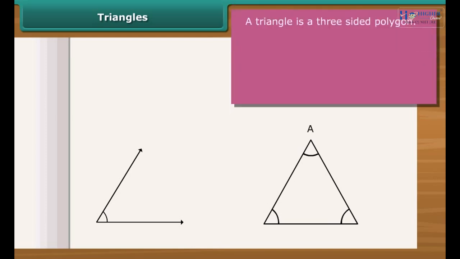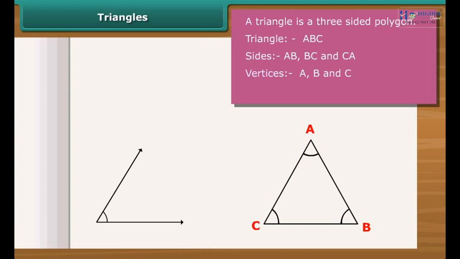A triangle has 3 sides, 3 vertices, and 3 angles. In the given figure, ABC is a triangle. AB, BC, and CA are the 3 sides. A, B, and C are the 3 vertices. The 3 angles are angles CAB, ABC, and BCA.